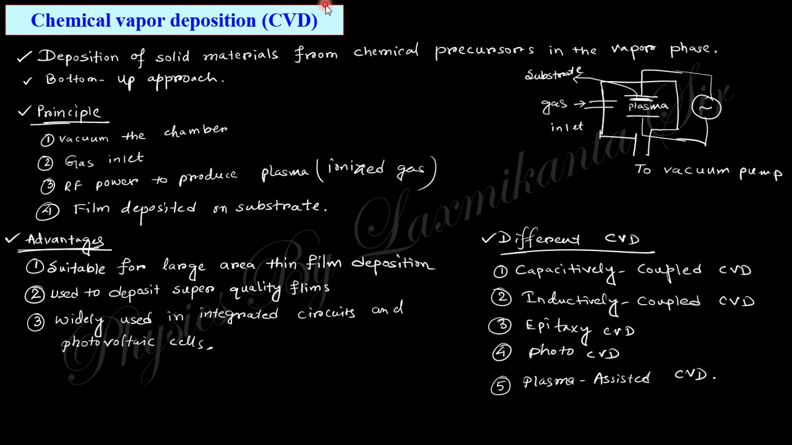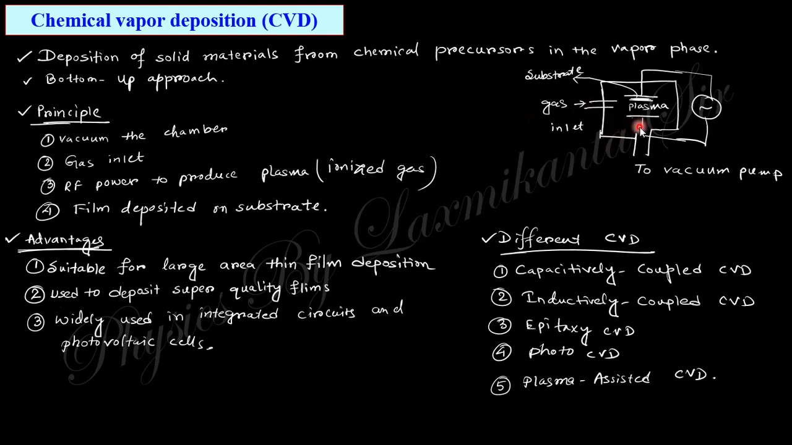Next is chemical vapor deposition, that is the deposition of a solid material of chemical composition from the vapor phase, where the chemical composition can be changed. And this is the bottom-up approach. You can see this is a chamber which you need to vacuum at first, then use the gas which you want to deposit.